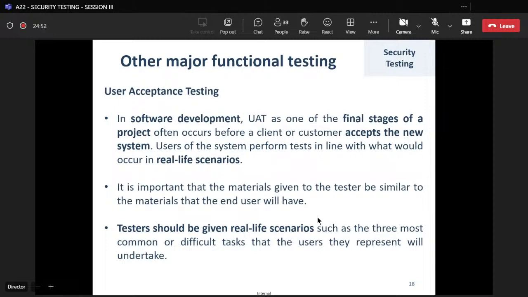And also it is very important to test from the user community side using real-life scenarios, where you'll be finding the kind of data that is going to be used, and the system configuration, will be a replica of your production environment.